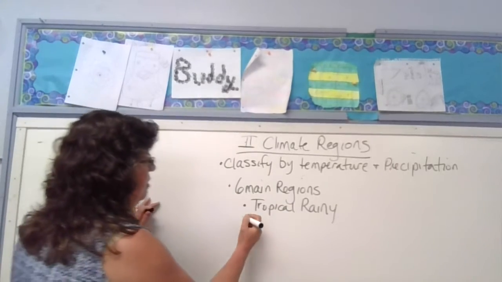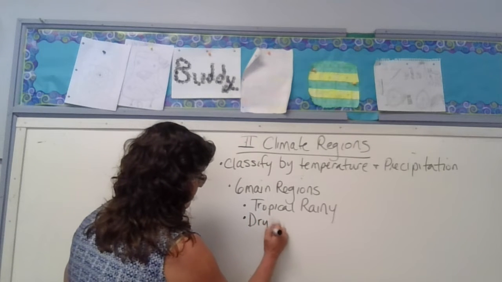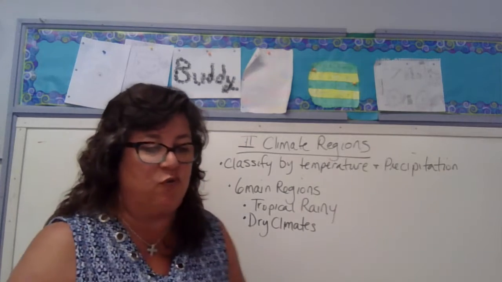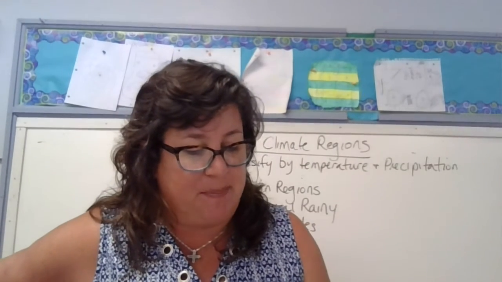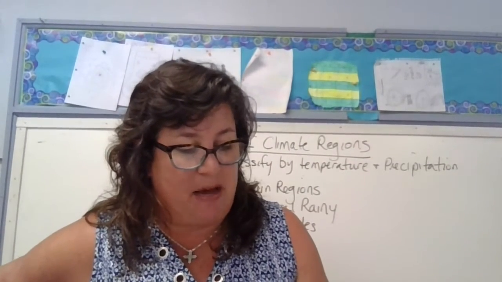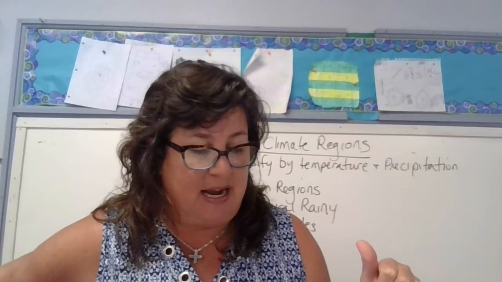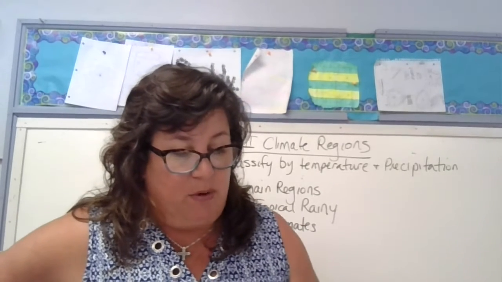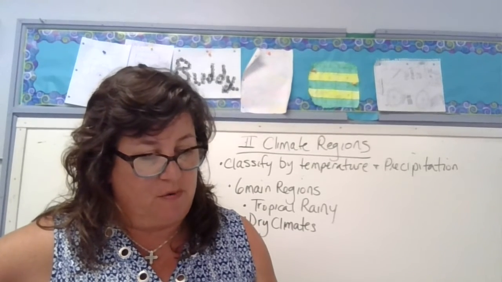Okay, now another one we're going to talk about is our dry climates. Okay, dry climates, it says if it's considered dry, all right, the amount of precipitation that falls is less than the amount of water that could potentially evaporate. Dry climates include the arid and semi-arid climates. And when we're talking about those, let me make sure I'm not going to show you wrong.